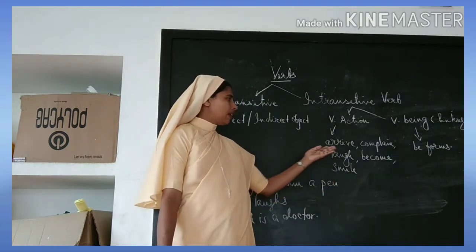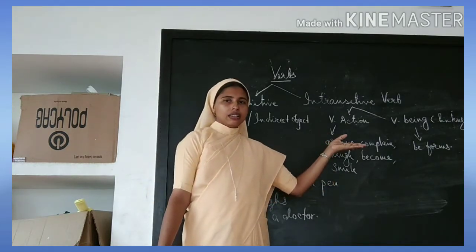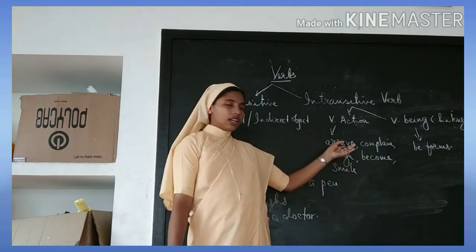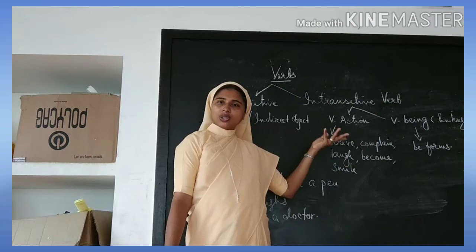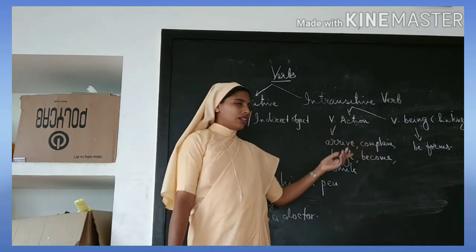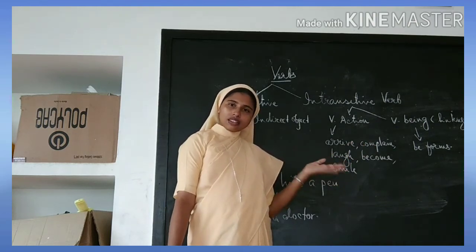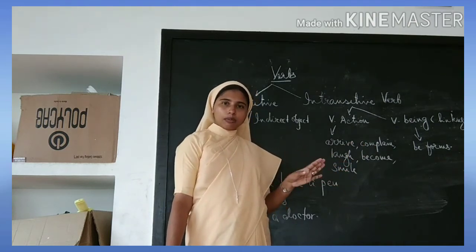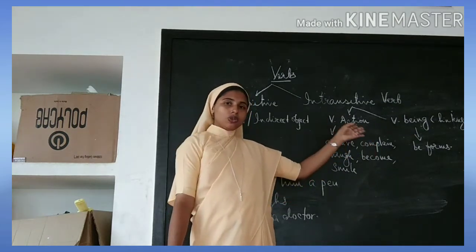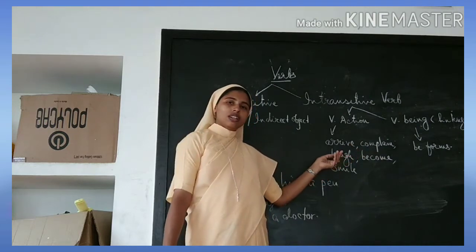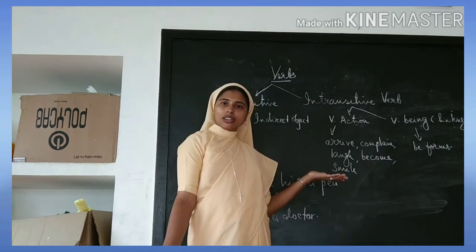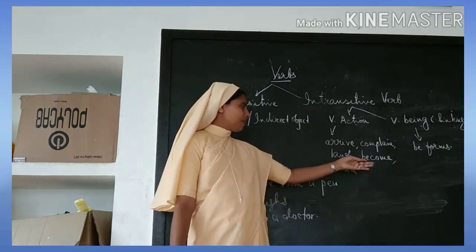because they don't need a receiver to complete the sense in any case. For example, if I say, I arrived at Kochi. That means Kochi is not an object. Here, she complained. With that, the sentence is complete. It doesn't require an object to complete the sentence. Or he laughs. It's complete. It doesn't require an object to complete the sentence.